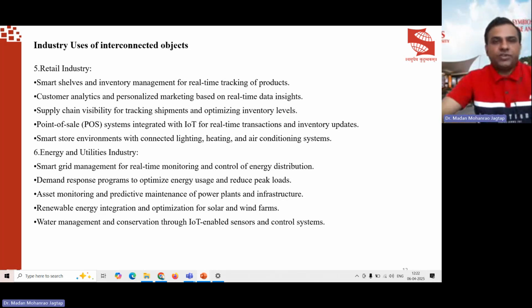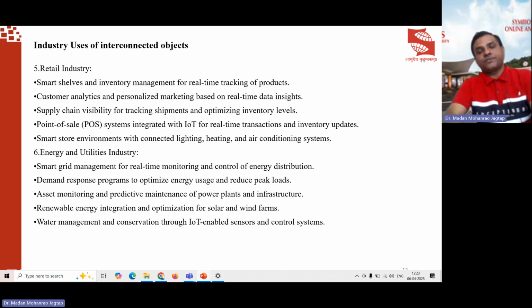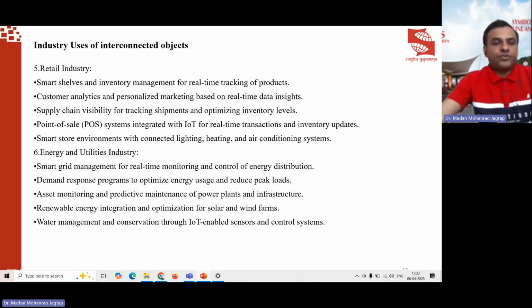So in the energy and utility industry, smart grid management for real-time monitoring and control of energy distribution. We can do smart grid management for real-time monitoring and control of energy distribution. We can have demand response programs to optimize energy usage and reduce peak loads. So as per the peak loads, we can respond to the energy demands. We can optimize energy usage inside organizations.